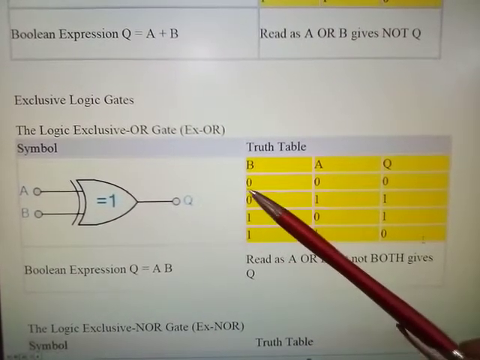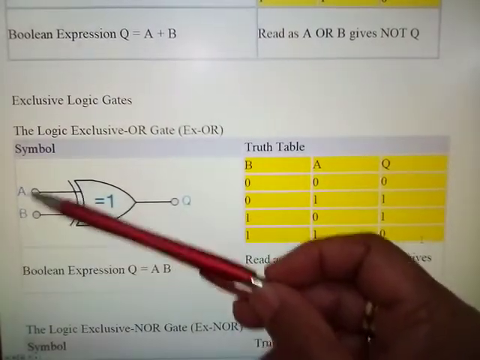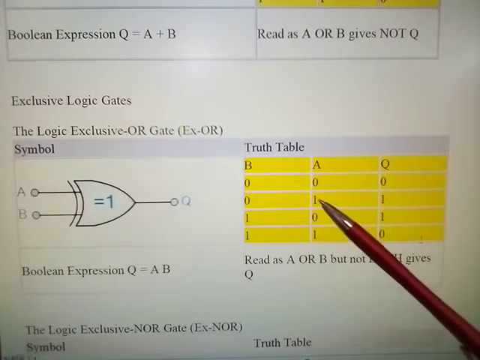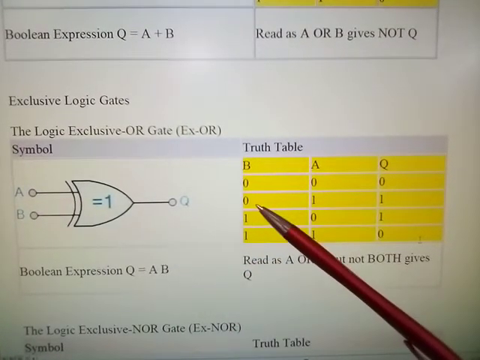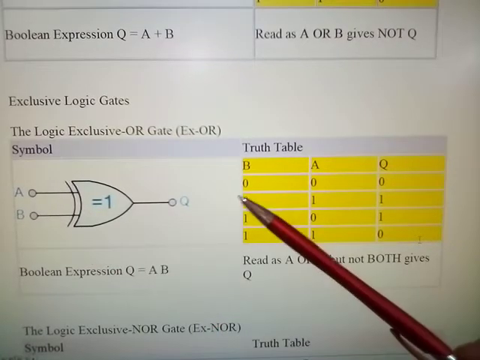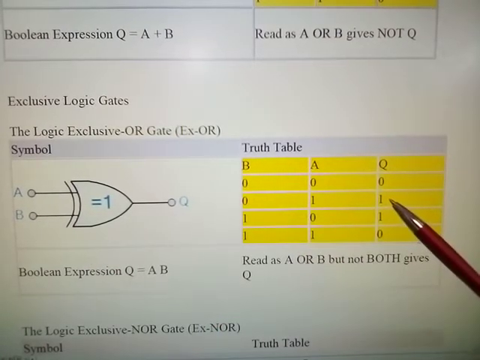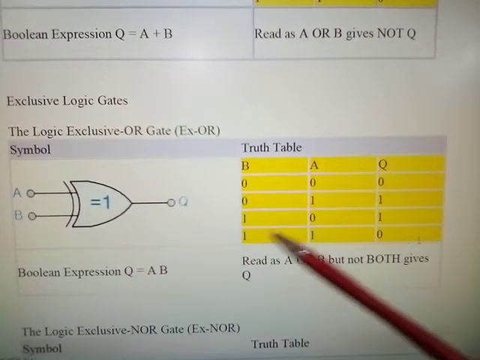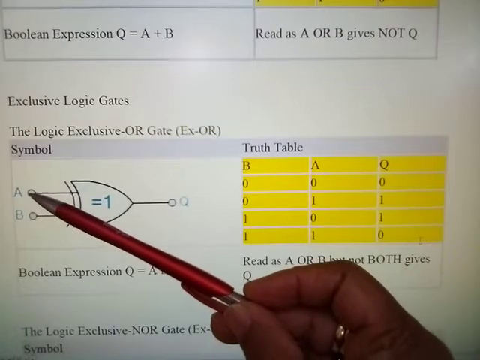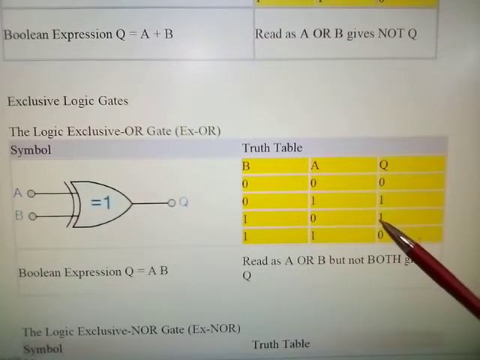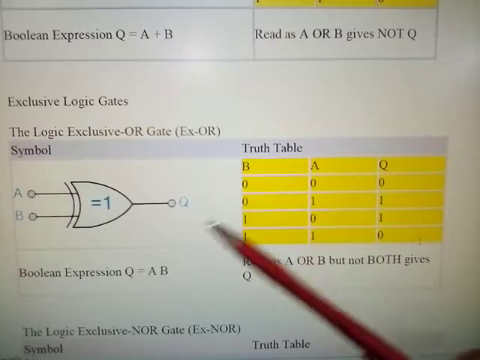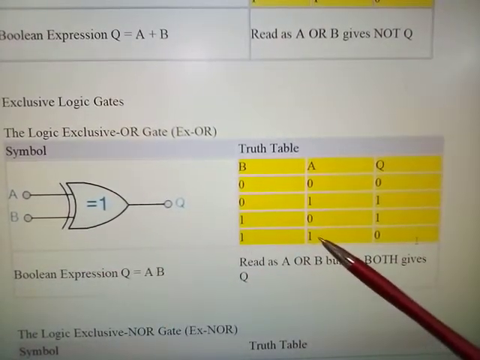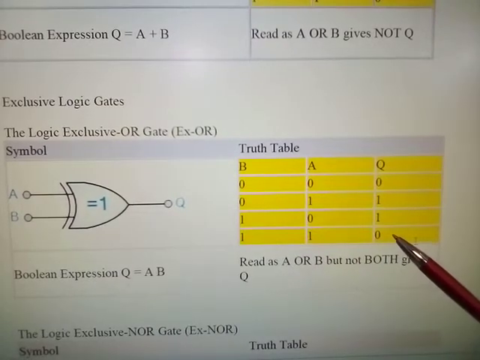Okay, so here we have input at A and B is 0. You get a 0 out. If the input at A is 1 and the input at B is 0, then you get a 1. If the input at B is 1 and the input at A is 0, then you'll still get a 1. But if you have an input 1 at A and input 1 at B, you will get a 0 output.